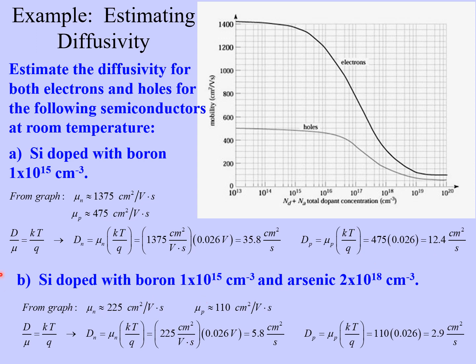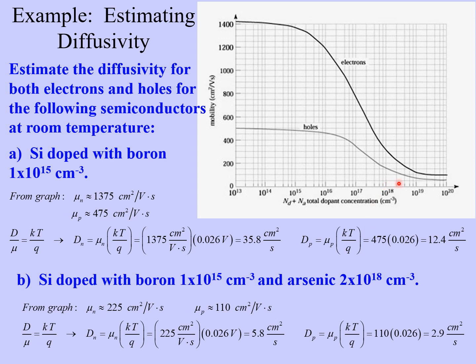Now, what about part B: silicon doped with boron, again at 1e15, but also arsenic at 2 times 10 to the 18? Remember, this plot is the sum of the donor and the acceptor density added together. Now, 1e15 is very small compared to 2 times 10 to the 18, something like 500 times smaller. So we can ignore the 10 to the 15 and just use 2 times 10 to the 18, because that's going to be the approximate value.